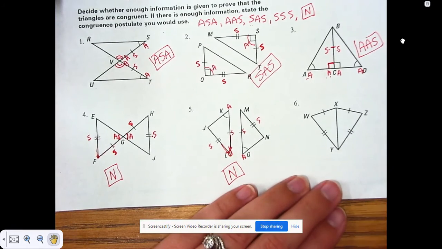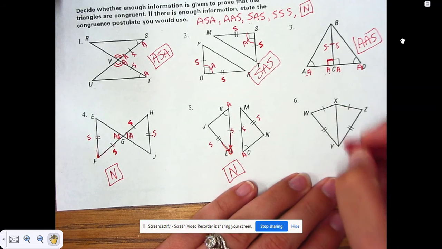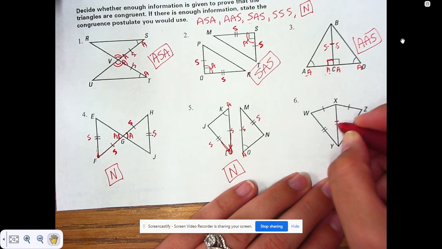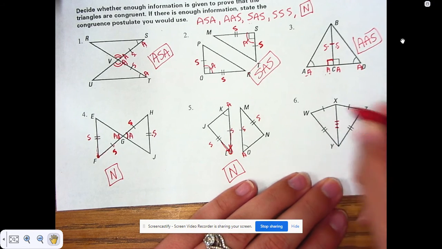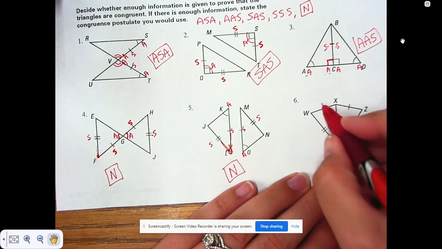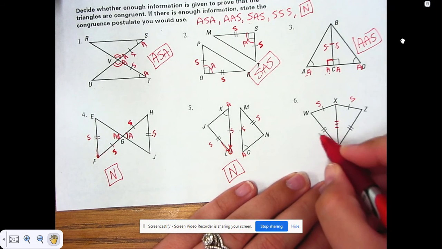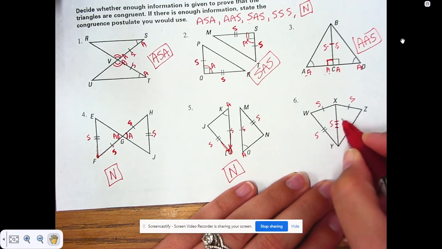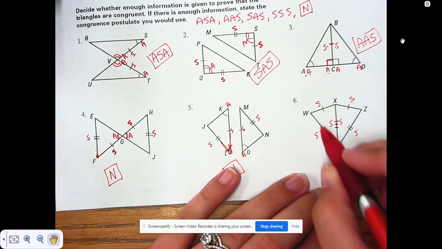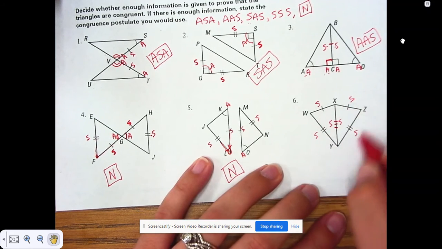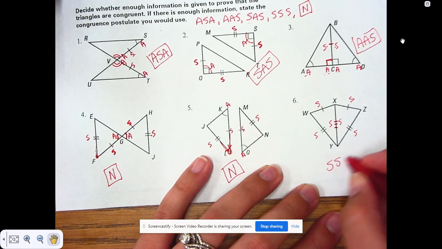Okay, last one, and this is the easiest one. They share this side, so I'm going to mark it. I'm going to mark it with 3 ticks since these have already been taken. So we have a side with a side, side with a side, side with a side. I like these. All 3 sides of one triangle is congruent to all 3 sides of the other, so side, side, side.